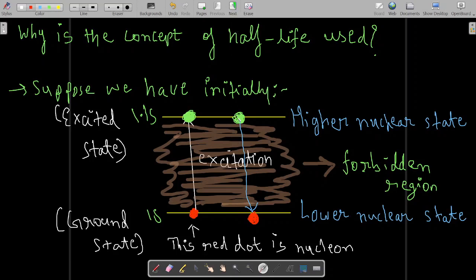So all of them will not behave identically. All of the nucleons which have been excited from the ground state to the excited state will not return instantaneously and simultaneously. Some of them might return after a fraction of a second, some after 5 seconds, some after 10 seconds. All of them will behave very differently.